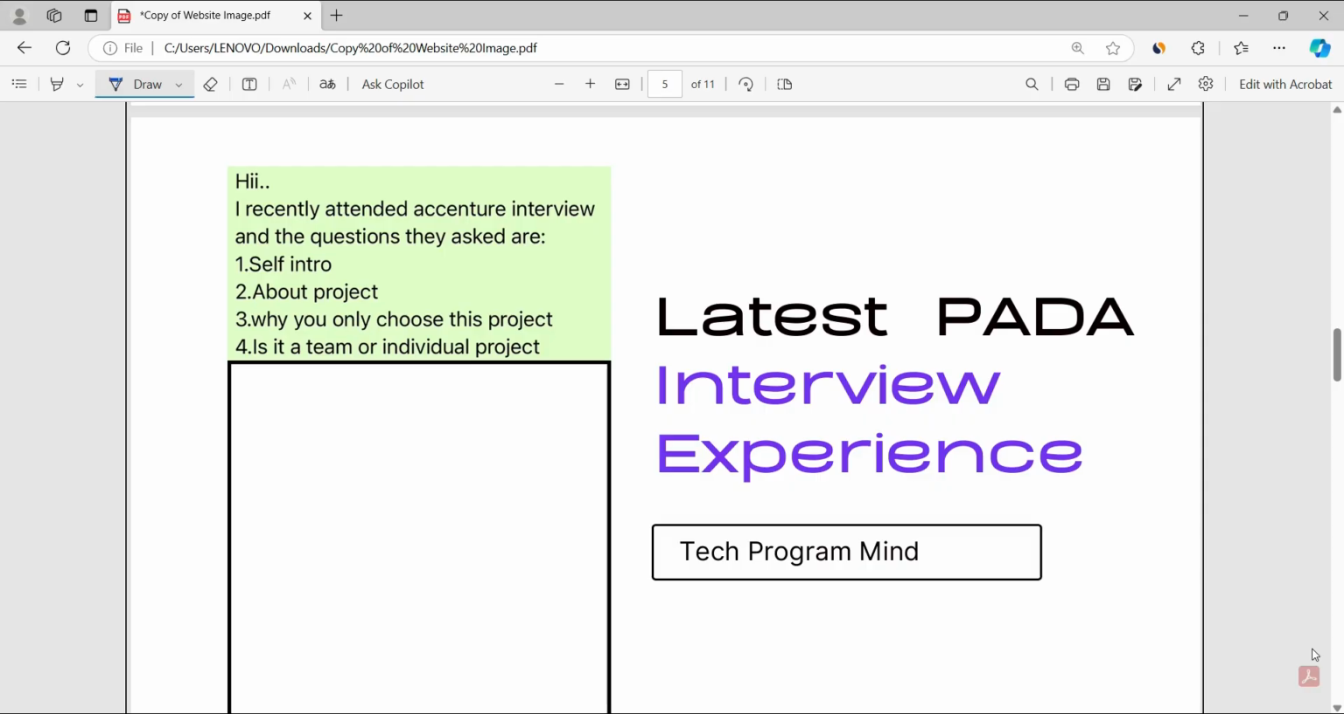So the next question was about your project. Whatever project you have done, it may be on web development, Android development, full stack, backend, front end, you have to explain in detail what tech stack you have used, and whether that project is ready for the end user or not, or whether it's a group project or an individual project. So you have to explain everything in detail.